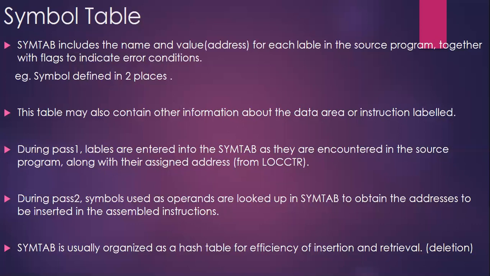But during pass two, symbols used as operands are looked up in the symbol table to obtain the addresses to be inserted in the assembled instructions. So during pass two, wherever you are using such a symbol as an operand, that particular address should be uploaded. What you grabbed during pass one will be utilized in pass two. The symbol table is usually organized as a hash table for efficiency of insertion and retrieval. Deletion will be very rare. Regarding deletion, we don't have any information. Most of the cases, we'll be inserting and retrieving.